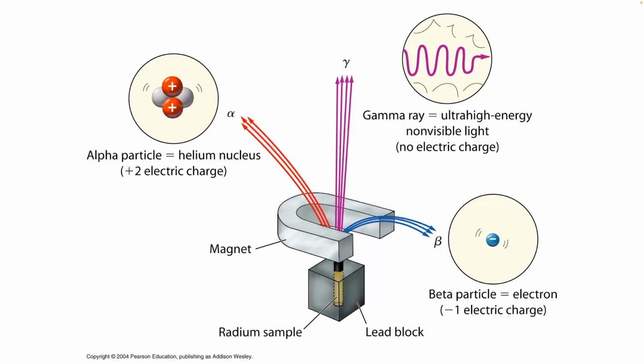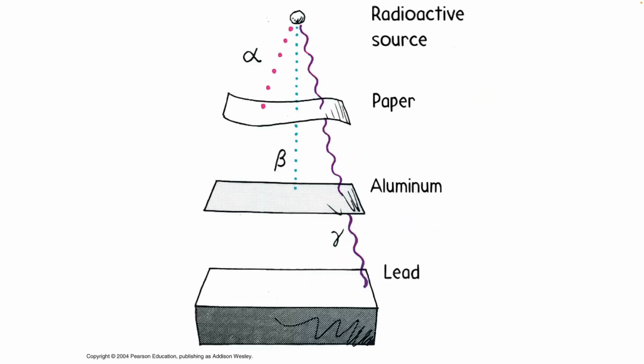The chargeless one, the neutral one, would also turn out to have no mass. So what does that mean it is? It's a photon.